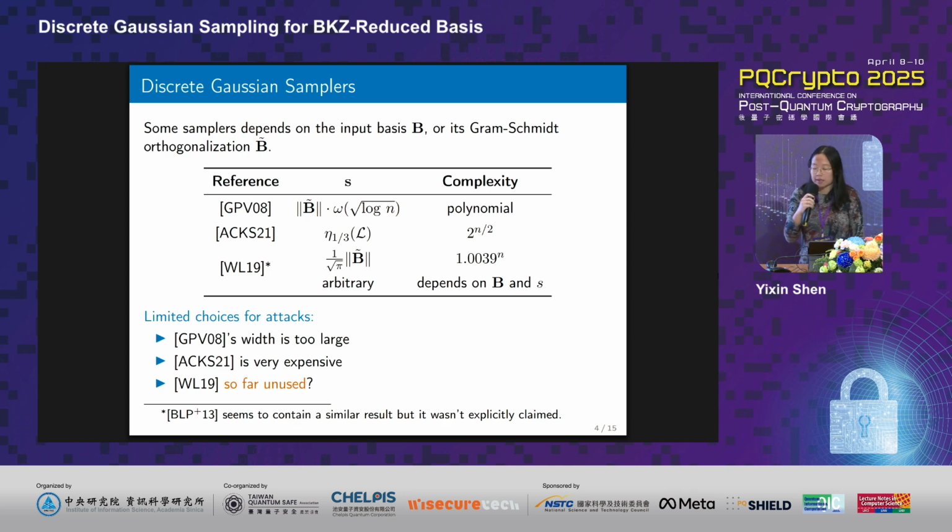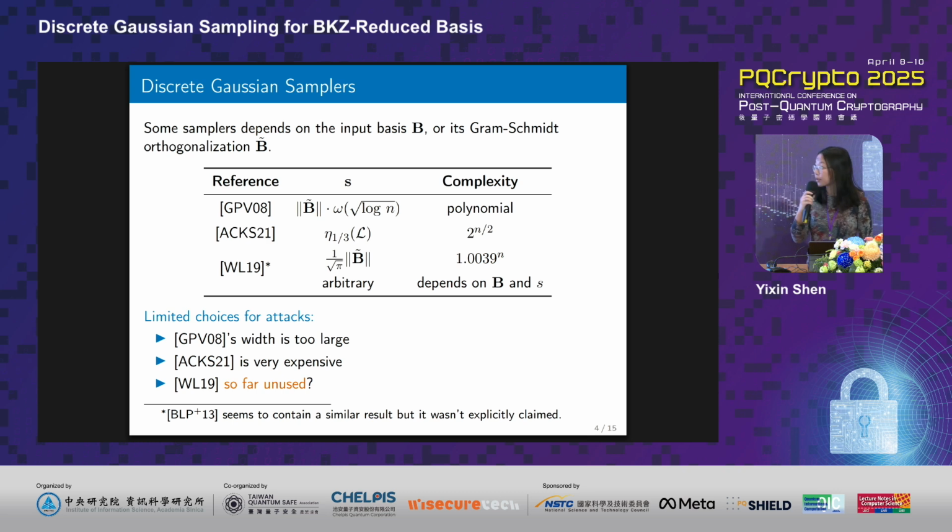Then a second family of samplers is more powerful. So its complexity is much larger. It's exponential. It takes 2 to the n over 2 time, but it can sample up to s equal exactly to the smoothing parameter for a constant epsilon. So epsilon is equal to 1/3 here.